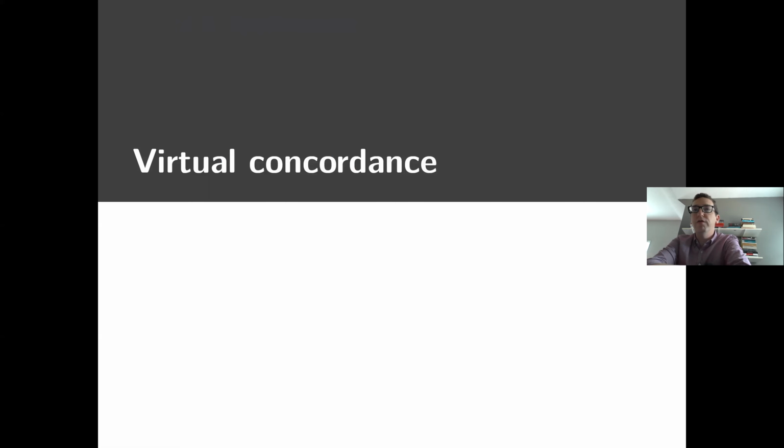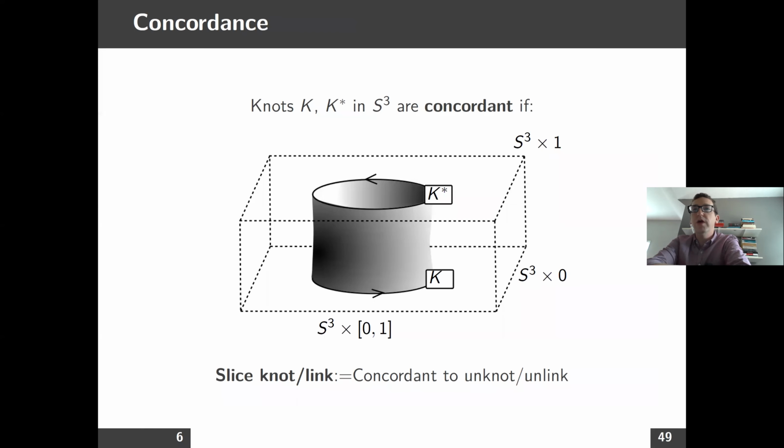Okay, so let's talk a little bit about virtual concordance. So what is regular concordance? If we have two knots in the 3-sphere, K and K star, we consider K to be in S3 times 0 and K star to be in S3 times 1. And so we're looking in the product S3 times the interval [0, 1].